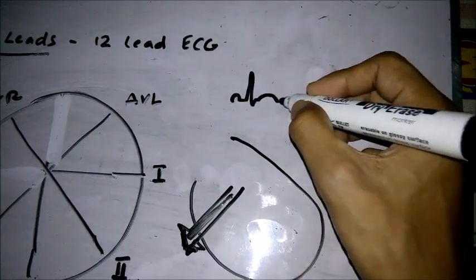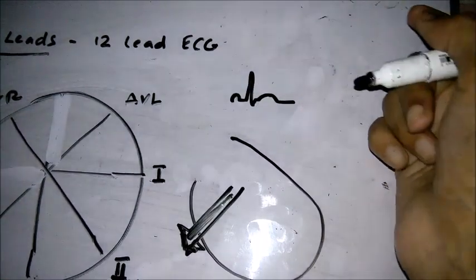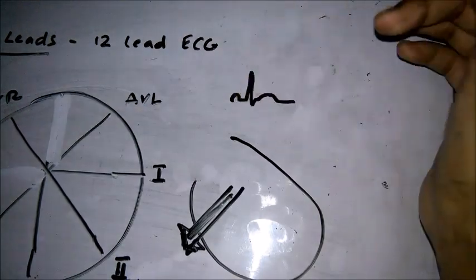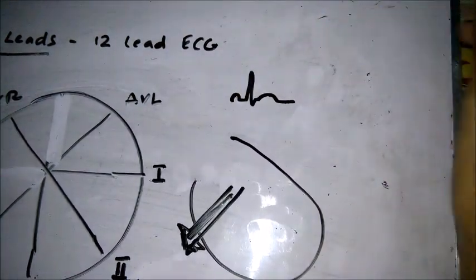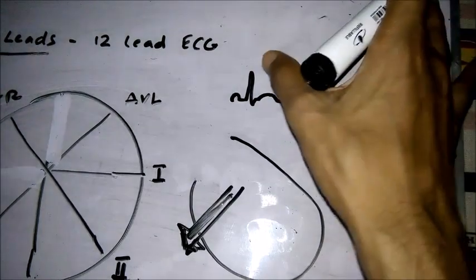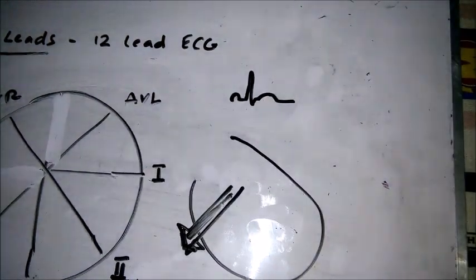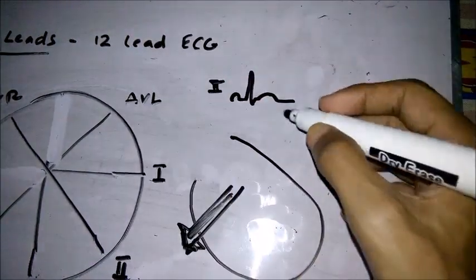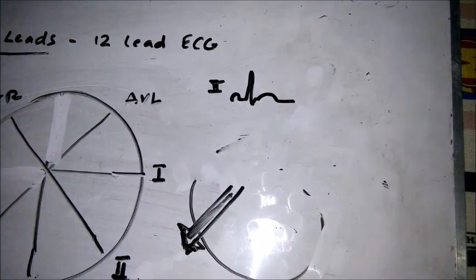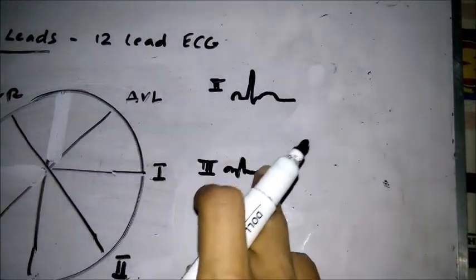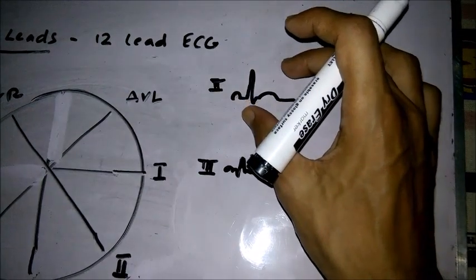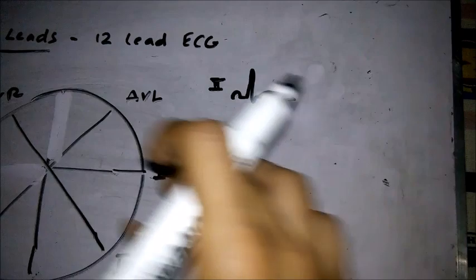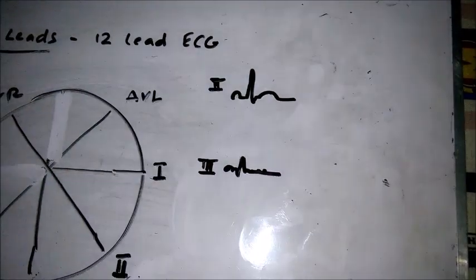Now when it comes to these leads, in a normal ECG this is the wave pattern. You have a P and a QRS and the T wave after that. How we can tell in which direction the electrical activity is moving is by looking at these tall QRS complexes. So if for example this is lead 2 and this is lead 3, we can tell that the electrical activity is more towards lead 2 and less towards lead 3. So the electrical activity is somewhat like this.